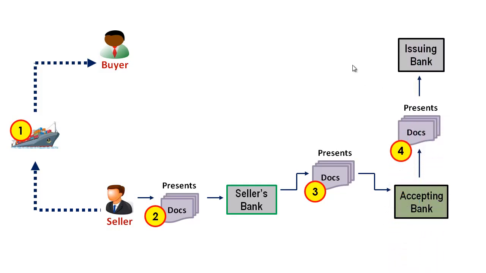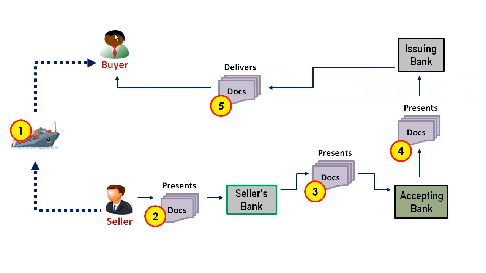Before the documents are presented or delivered to the buyer against his acceptance, the issuing bank will again conduct the standard document examination process to determine compliance, and when the documents are found to be in compliance, they are presented to the buyer against acceptance of the bills of exchange. The buyer must accept by endorsing on the bills of exchange before he can get hold of his documents to clear the good at the port.